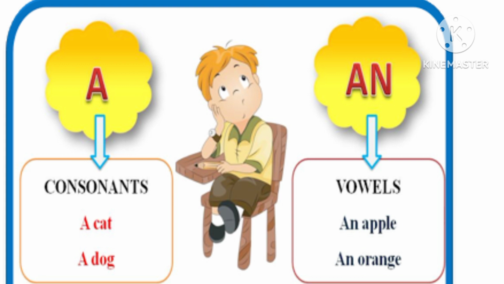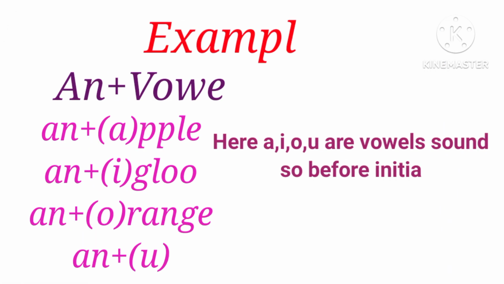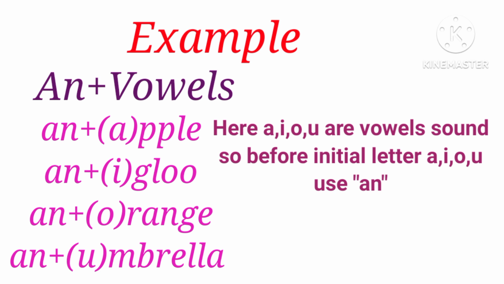"An" always goes before vowels, and "a" always goes before consonants. Example: "an" plus vowels: an apple, an egg, an orange, an umbrella. Here A, E, I, O, U are vowel sounds. So before the initial letters A, E, I, O, U, always use "an".